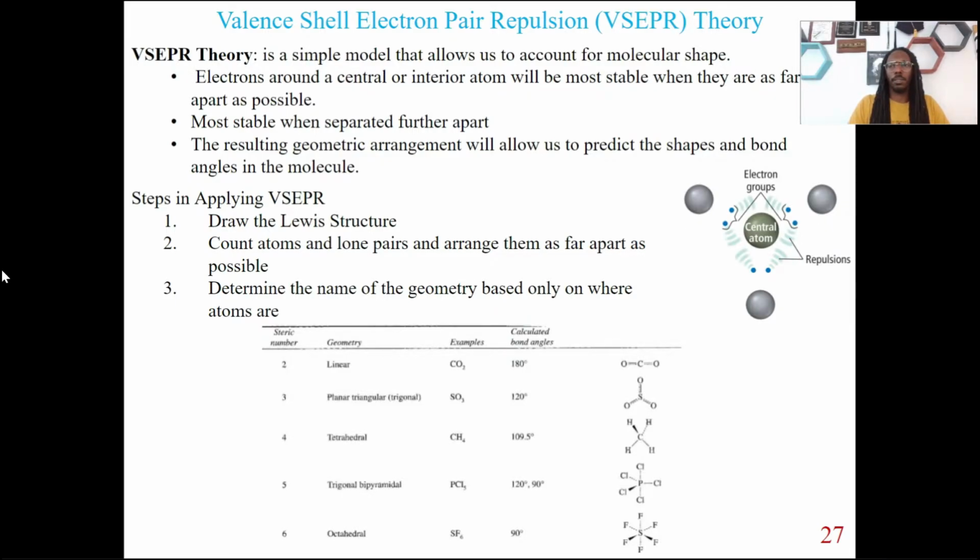A couple of steps that you're always going to have to do with VSEPR theory. The very first thing is that you're going to have to draw your Lewis structure. If you do not know how to draw Lewis structures, check the previous video in this playlist. Once you have your Lewis structure, you then count your atoms and lone pairs and arrange them as far apart as you can. Once you have those in place, you can determine the name of your geometry. We have our geometries here: linear, trigonal planar, tetrahedral, trigonal bipyramidal, octahedral. We're going to talk about all these right now.